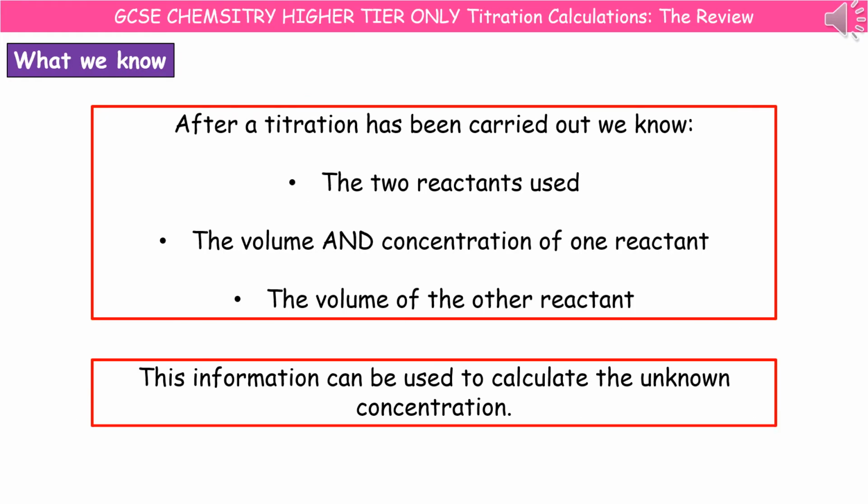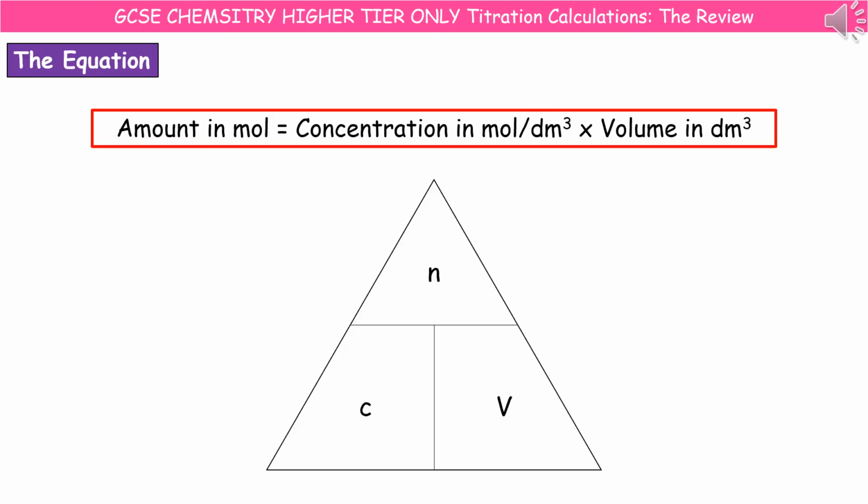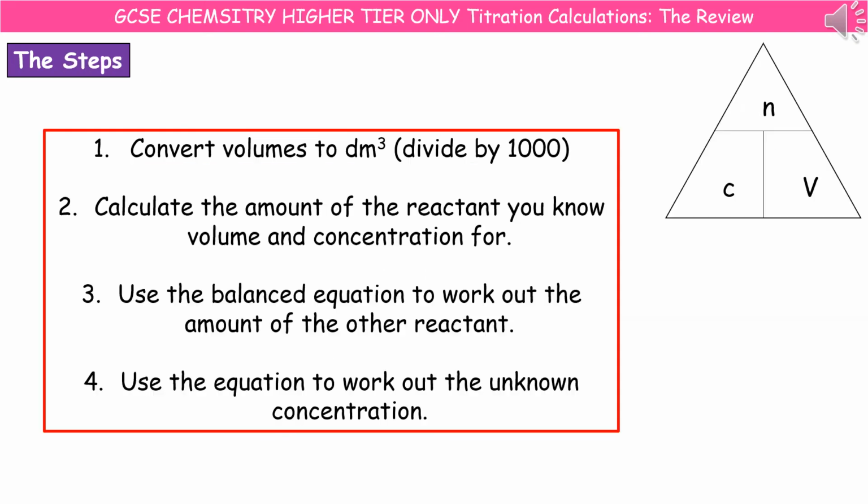Once we've carried out the titration, then we know the two reactants, the volume and concentration of one of those reactants, and the volume of the other. And using that information, we can then calculate the unknown concentration. In order to do this, we need to remember this calculation. So the amount in moles is the concentration in mole per dm cubed times the volume in decimeters cubed. So if you know this triangle, then you're going to be able to do titration calculations.